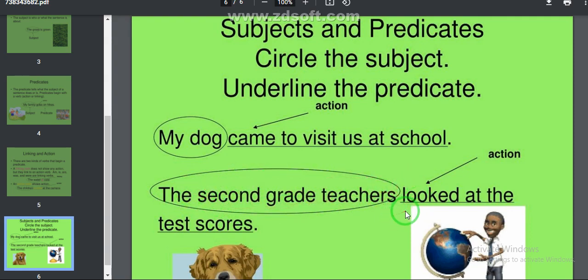Where's the complete predicate, the verb, the action? Looked at the test scores, all of this from looked till the end is the complete predicate because here the verb is looked, right? So start from the verb, looked at the test scores, all of this is the complete predicate, okay?